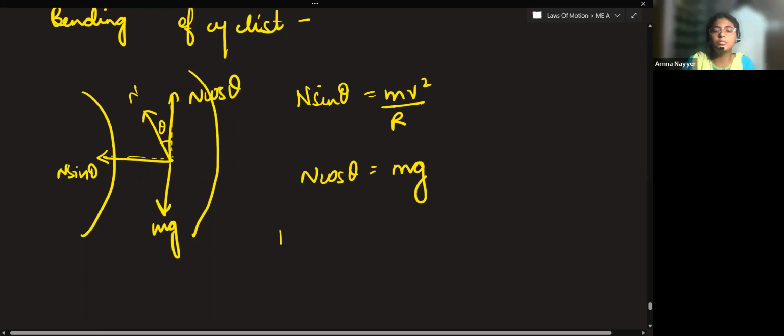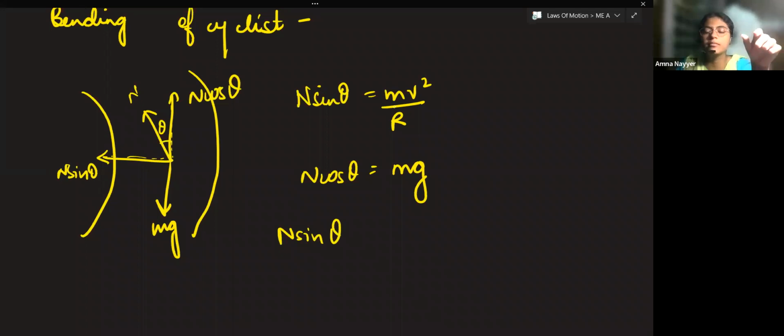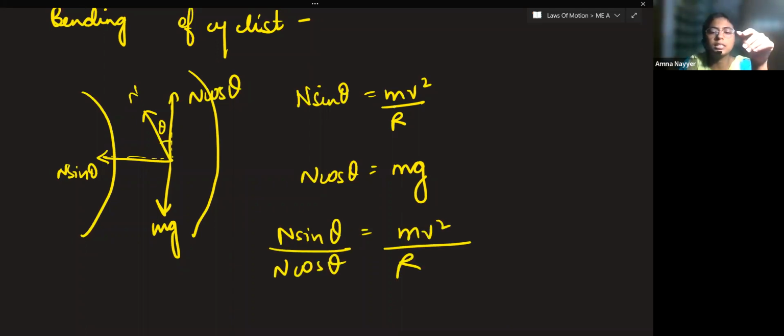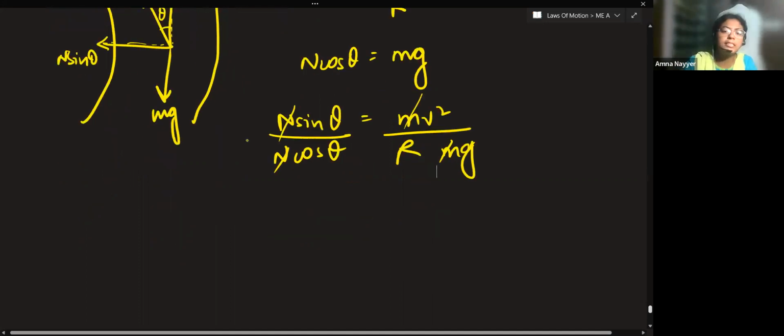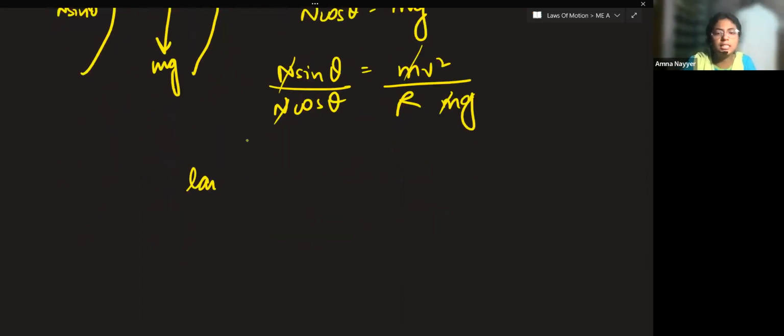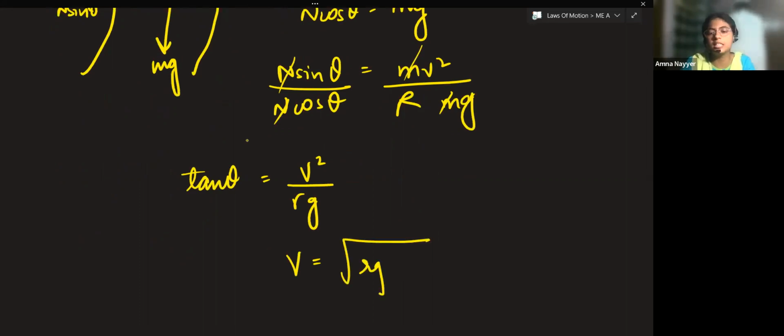Take their ratios. So N sin theta becomes equal to mv square by r. This is N cos theta, this is mg. N gets cancelled, m gets cancelled. Sin theta by cos theta is tan theta. So this becomes tan theta equal to v square by rg. v becomes equal to under root rg tan theta. So for a cyclist, this becomes the safe limit.